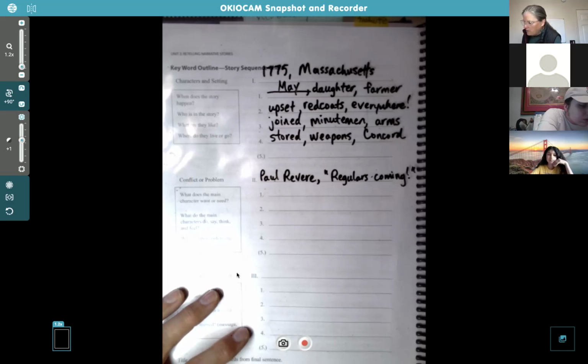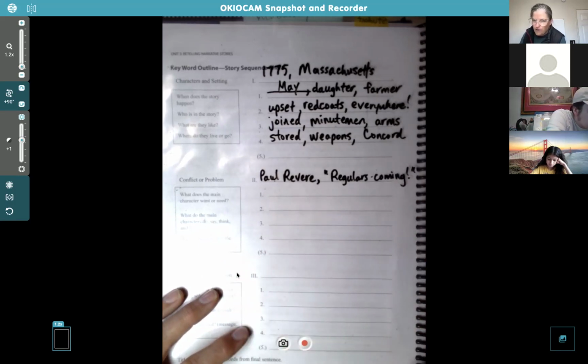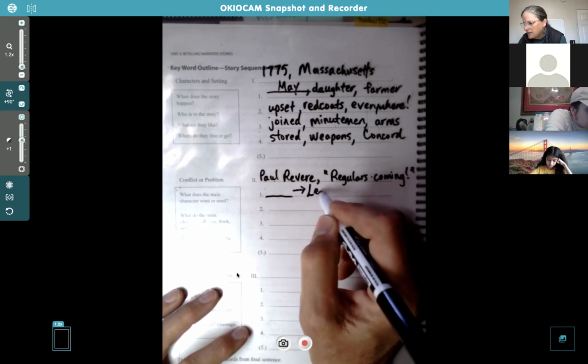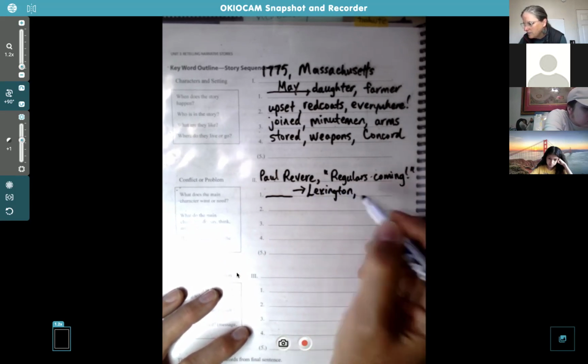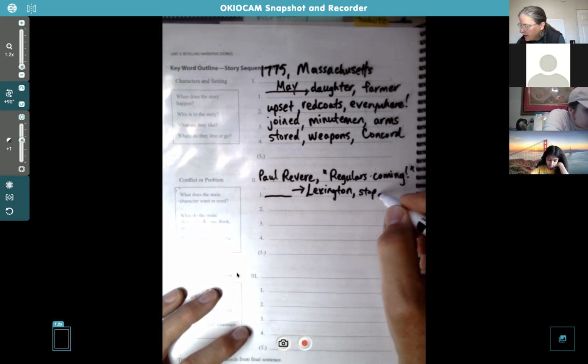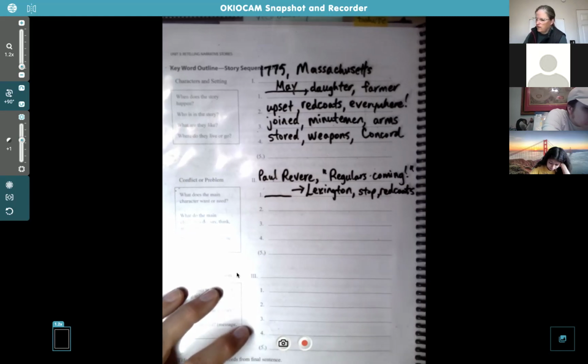And then that was the point where John was telling Sarah that he's going to go to Lexington to stop them, to stop the redcoats, right? So it could be May's dad or whoever your character is. If it's the dog, he sees that his owner is saying, "I got to go to Lexington." So whoever it is, they are going to Lexington to stop redcoats. All right.